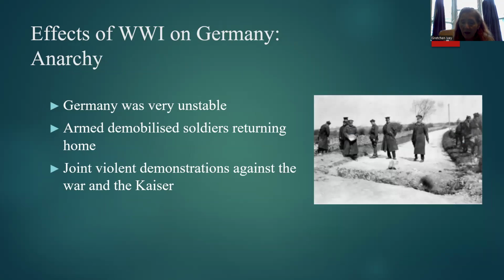Okay, so Germany was looking like it could fall into a state of anarchy. There wasn't enough food, there wasn't enough work, their infrastructure was destroyed. Who was going to help? So it was very unstable at the time. There were also armed and mobilized soldiers returning home from the front. So there were violent demonstrations against the war and the Kaiser, because the Kaiser was the leader. Germany had what they called the Reichstag, or a parliament, but it was incredibly weak. So it was mostly the Kaiser that ruled the country. So he was who the people looked to solve the problems, and when he couldn't, they blamed him.